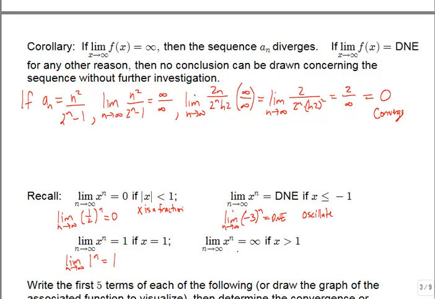And finally, if your base is greater than 1, so for example, say I wanted the limit of 2 to the n, or 3 to the n, or 4 to the n, obviously that's going to blow up as n gets really, really big. So this is going to be infinity, or diverge, if that base is greater than 1. So if it's a fraction, the limit is 0. If it's negative, the limit is DNE. If the base is 1, then the limit is 1. And if the base is bigger than 1, then it's infinite.